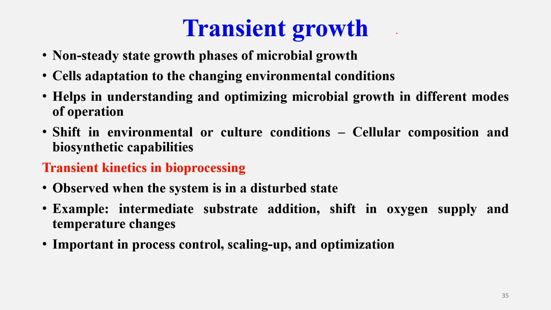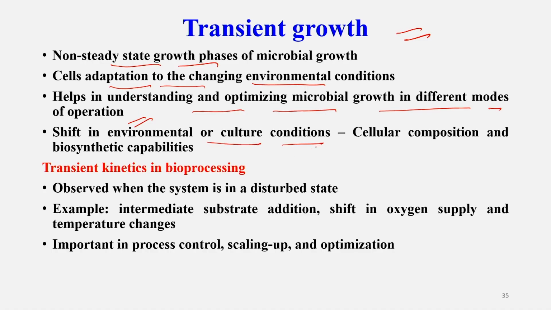Now, what is transient growth? It is a non-steady state growth phase of microbial growth. During this transient growth, one option is cell adaptation to changing environmental conditions. It may be the temperature, pH, or even the substrate. It helps in understanding and optimizing microbial growth in different modes of operation. You can change the mode, that is even giving environmental stress to the microbes, and ultimately change in the environmental or cellular conditions.